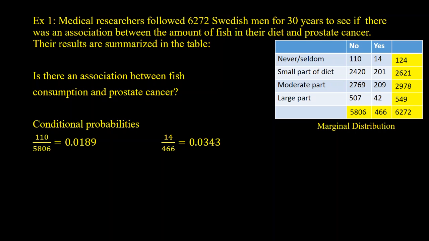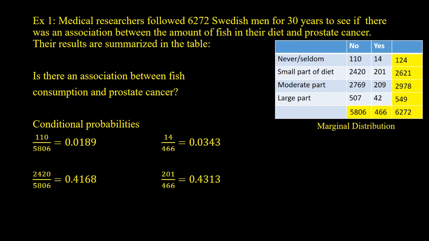We'll do this for the next row as well, small part of the diet. So small part we have 2,420 over 5,806, which gives us 0.4168. For yes, they develop prostate cancer, it's 201 over 466, which is 0.4313. And then we repeat that for moderate part and large part. We just go through the same calculations. We now have a conditional frequency distribution.